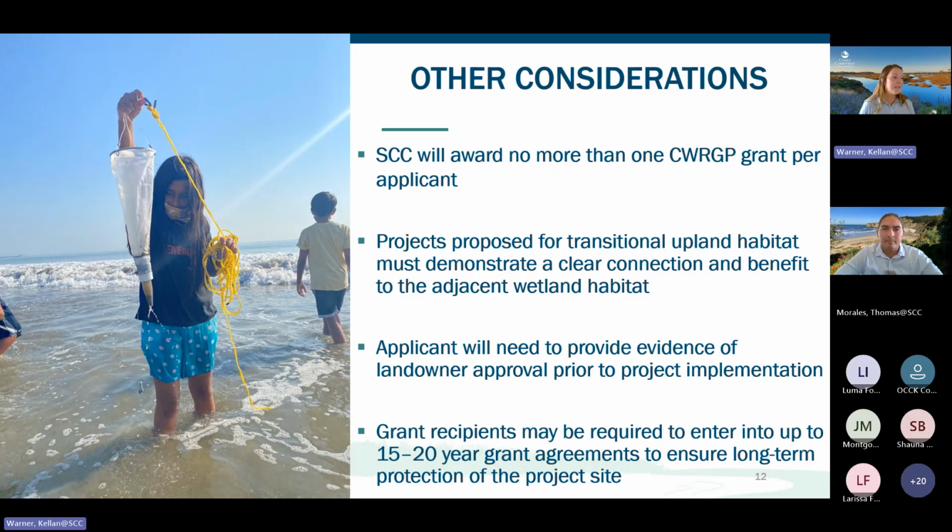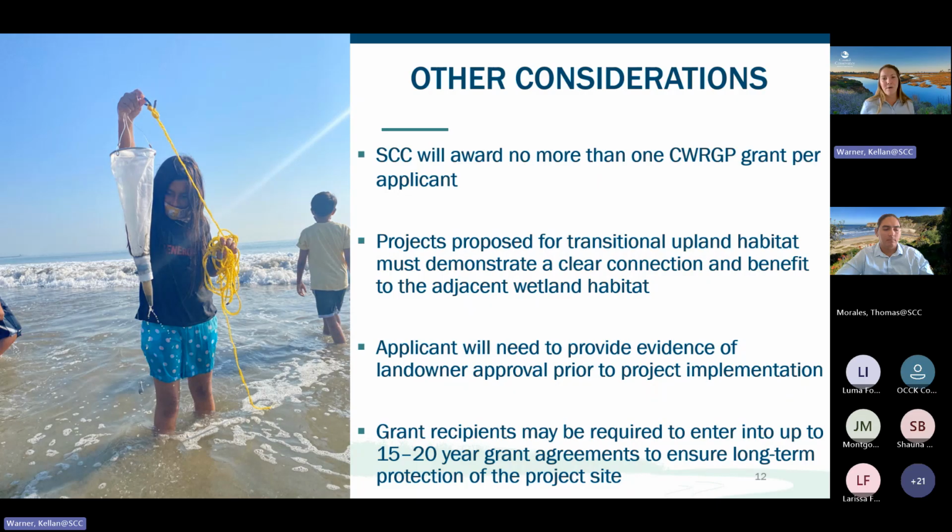And then this last bullet point is also a little bit TBD based on our funding source. So previous funding sources, we've had to include a 10 to 15 year grant agreement to ensure long-term project protection of the project site. For example, if you install native plants, that there's not a parking lot in that space instead in 10 years. And obviously we think that that's important, but it is a little hard for some of these smaller restoration projects to have that kind of limitation, especially if you're not the landowner.